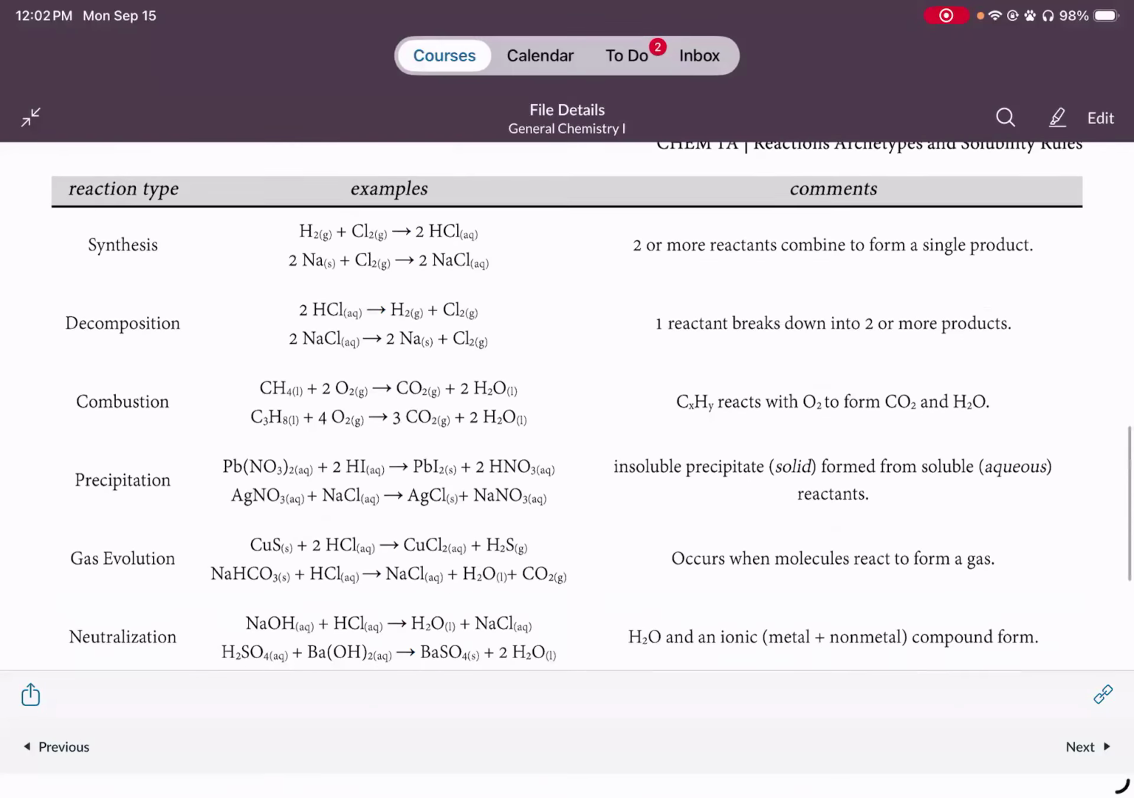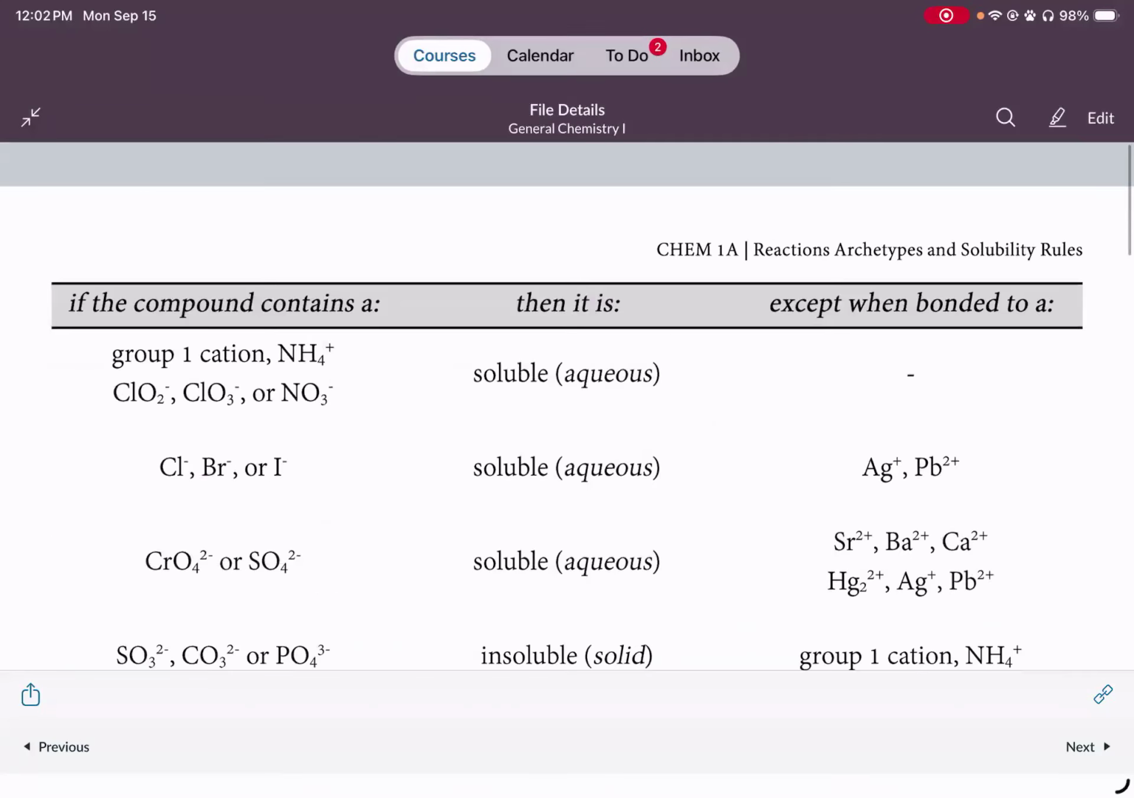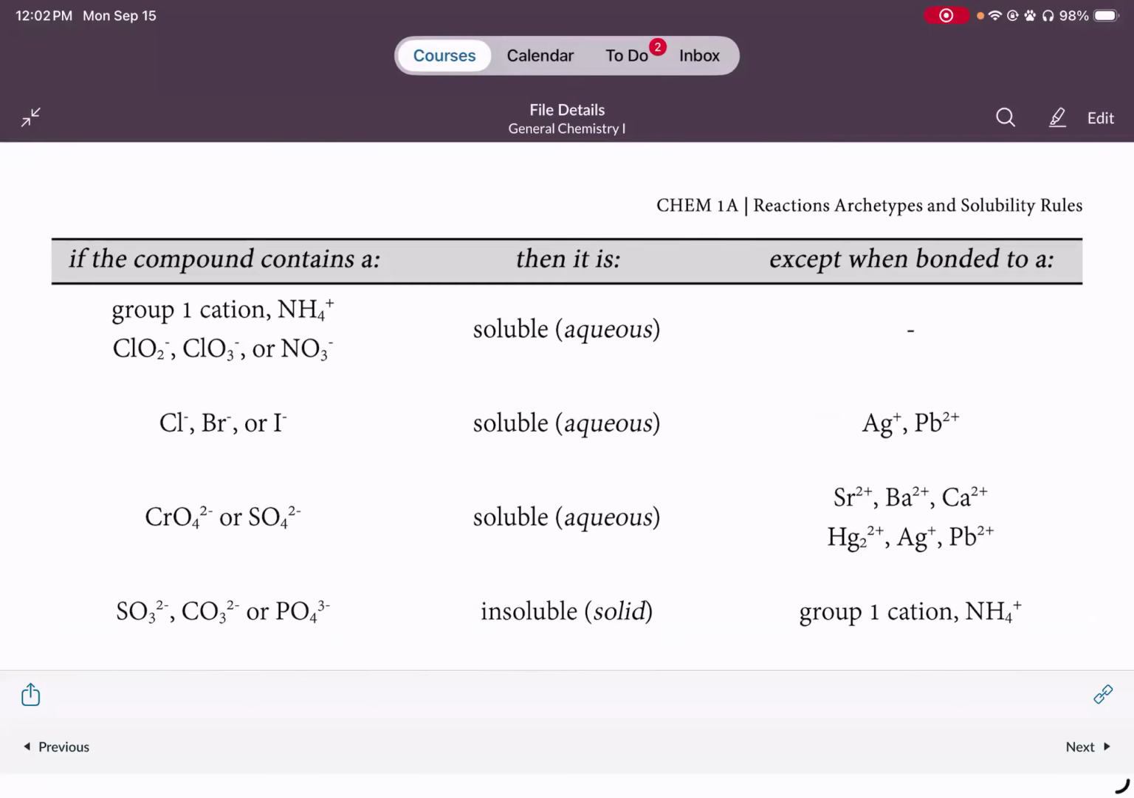The next page, you will not get this part of the handout. So I want you all to make a note of that on your individual copies. The first table that just says if a compound contains, then it is, except when bonded to. This is a table you will get as part of your exam booklet. It's a reference sheet. It's going to be part of the exam itself. So you don't need to memorize this table, but you do need to understand it.